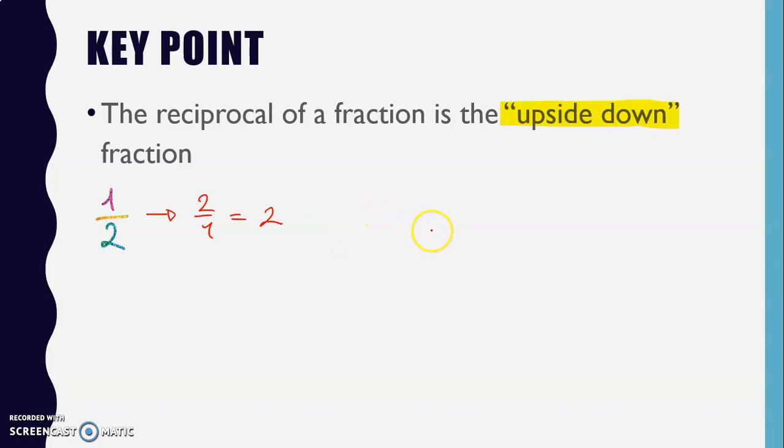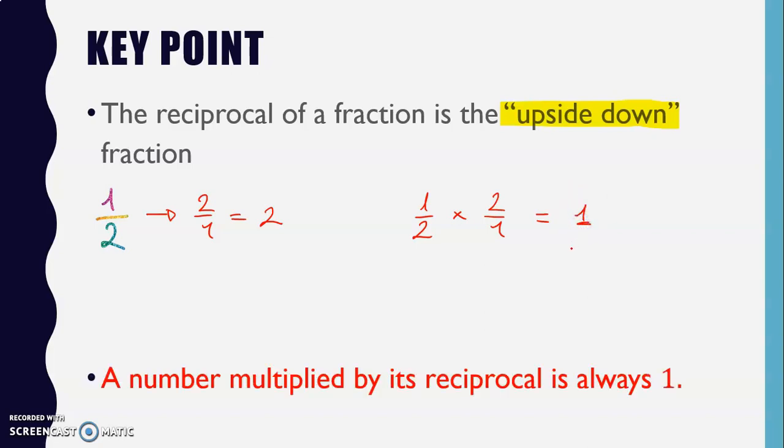Now I'd like to show you an interesting fact. Let's just multiply 1 over 2 by its reciprocal. We realize that by multiplying a number and its reciprocal, we actually get the number 1. And that is a fact, and it's always the case.